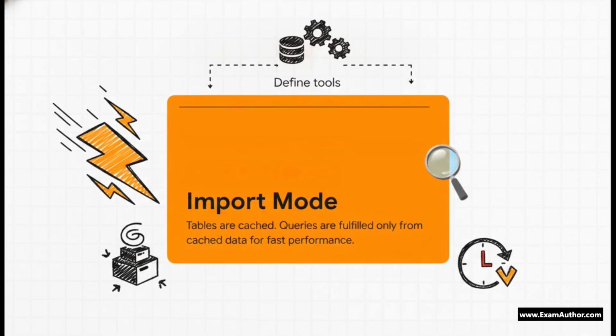To crack this, let's quickly review our toolkit, starting with import mode. Think of import mode as your blazing fast local cache. When you set a table to import, Power BI basically inhales that data and holds it right there in memory. Queries? Answered instantly. It gives you the absolute best performance for minimizing load times, but, and it's a big but, you totally sacrifice real-time freshness because that data is only as fresh as your last scheduled refresh.